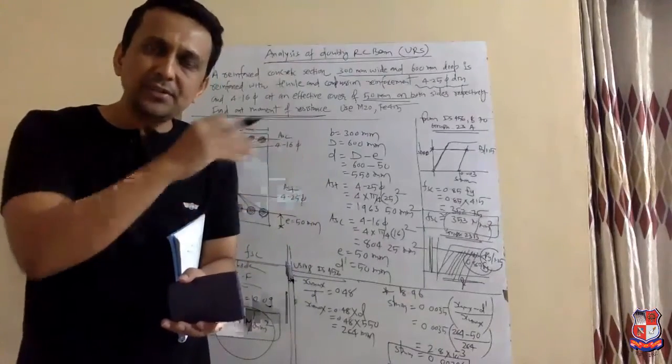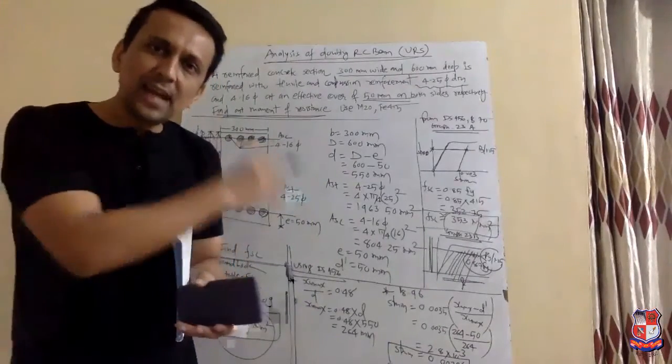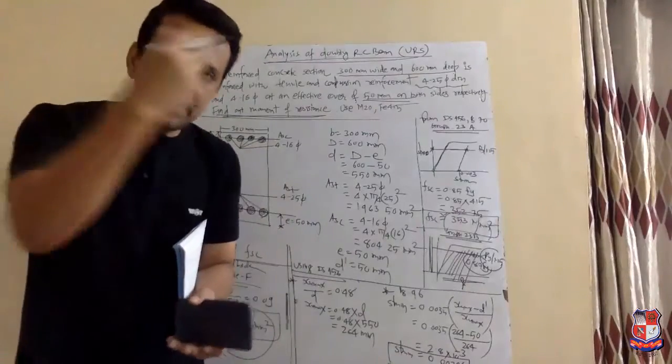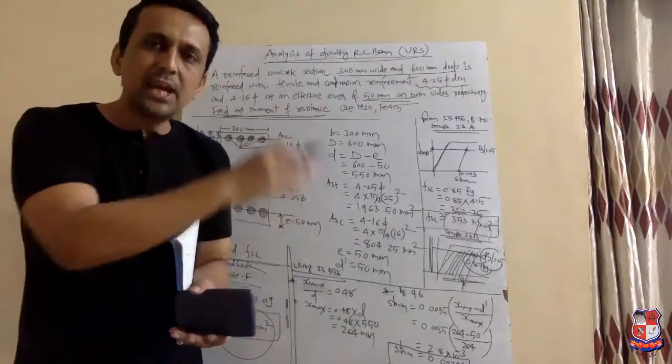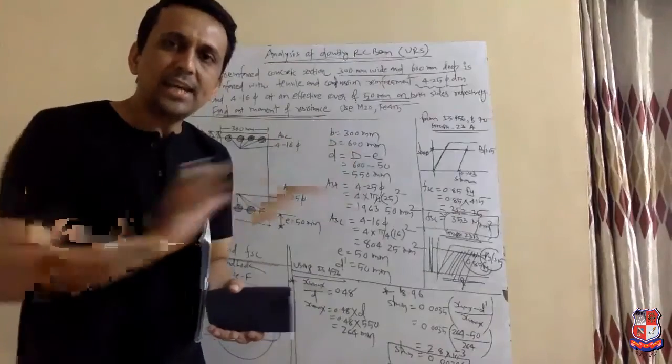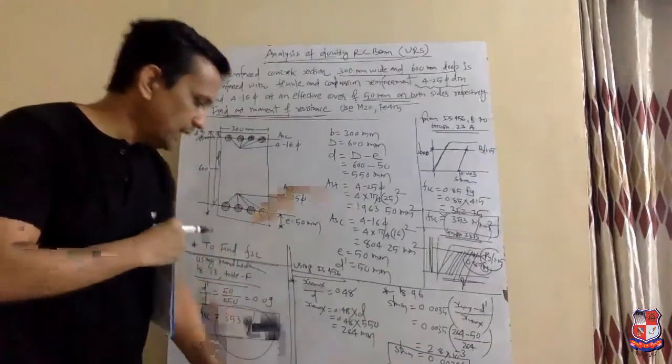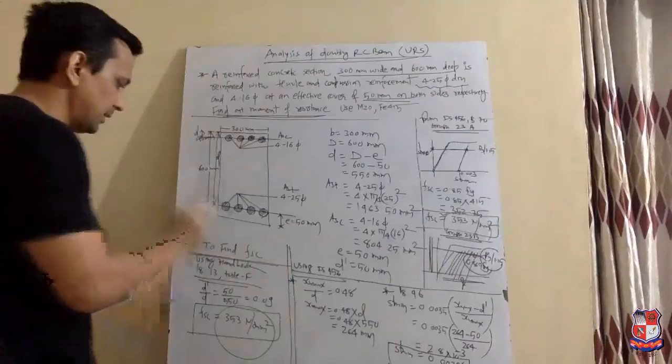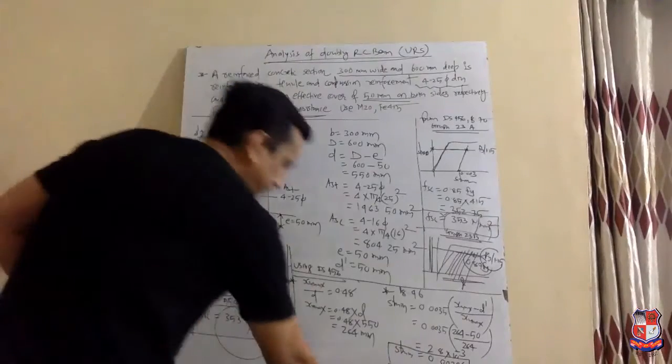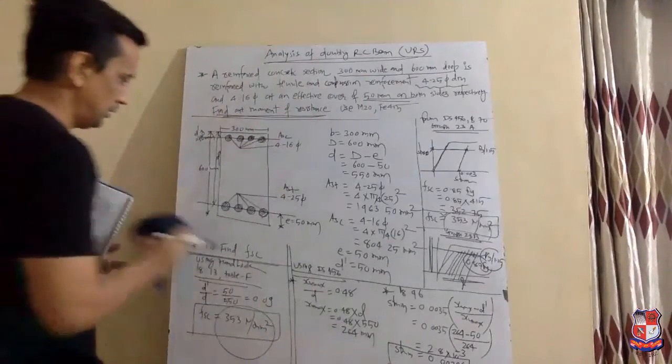Because the handbook is made using IS 456. So whatever they have written in the handbook, they have used the help of IS 456, right? So in this way, we get FSC. Now, let's move.